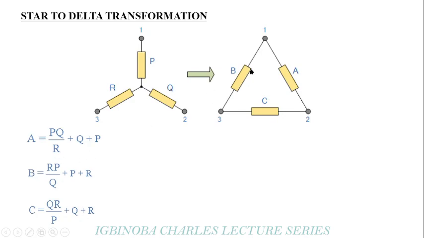Again, to get your B, which is this point, when you place this and this, you have P times R, which is this R P, all over Q plus P plus R. Then indeed, to get your C, you know that C will be this and this, which is this and this. So you have Q times R all over P plus Q plus R. As easy as that. So you don't need to stress yourself trying to struggle with the formula. With the simple diagram, you can easily just extract your formula.